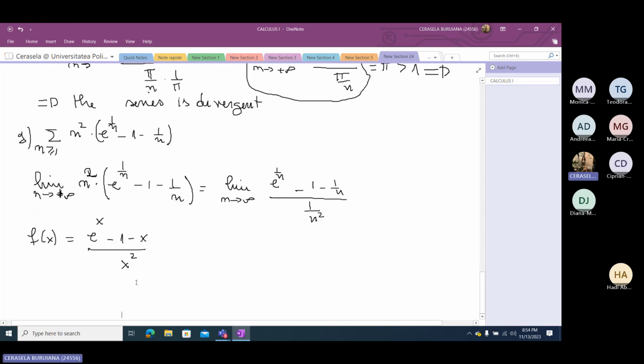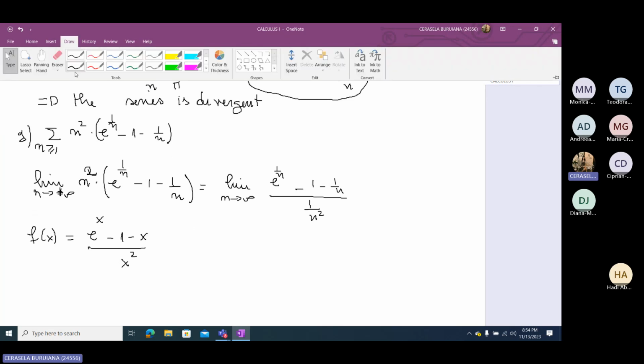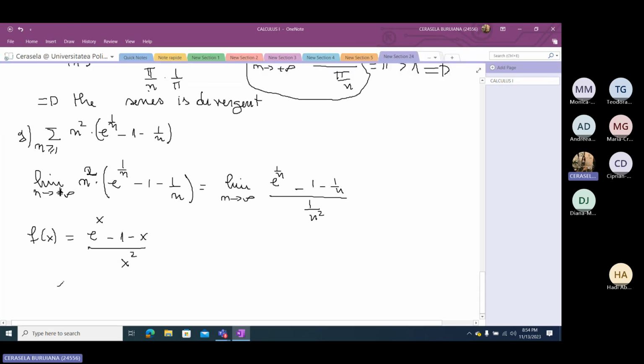Yes. Good. Now, I will compute the limit, but when x goes to how much? I took x as 1 over n. So x goes to what do you think? Exactly. So I need the limit when x goes to 0 of this function, or if I call it f, e power x minus 1 minus x over x squared.